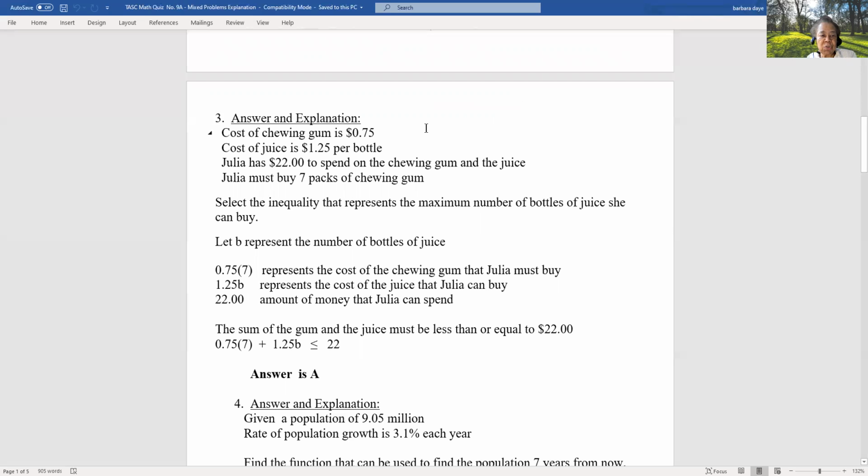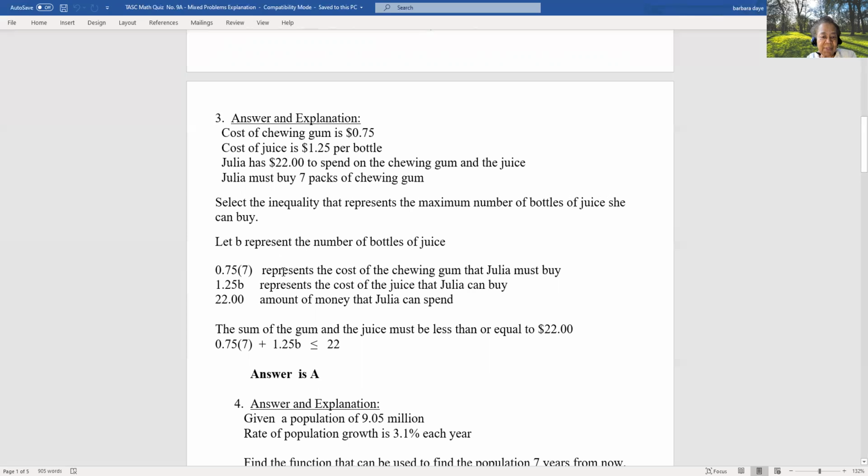Number 3, we have Julia having $22 to spend on chewing gum and juice. The cost of the chewing gum is 75 cents per pack, and the cost of juice is $1.25 per bottle. Now, she must buy 7 packs of chewing gum. Now, we are to select the inequality that represents the maximum number of bottles of juice that she can buy. And we will let B represent the number of bottles of juice.